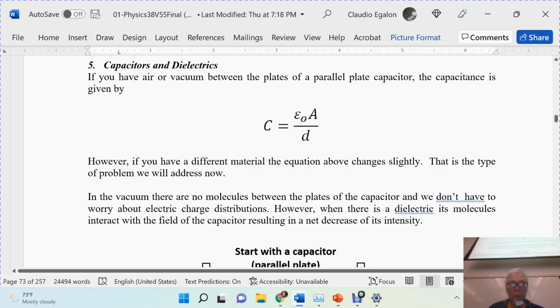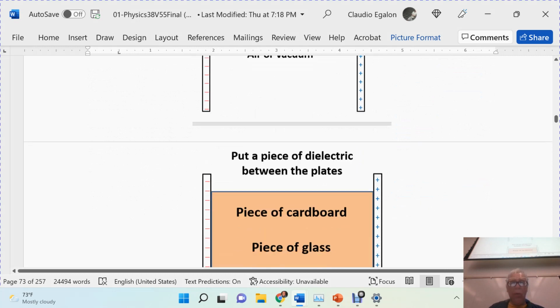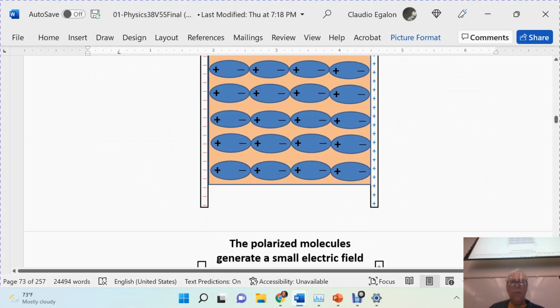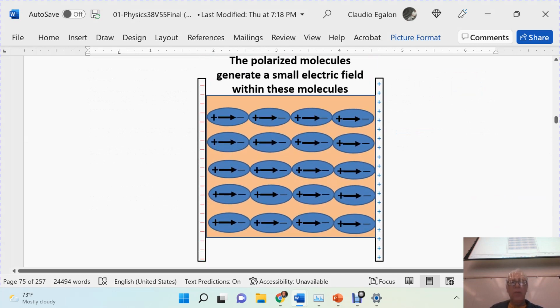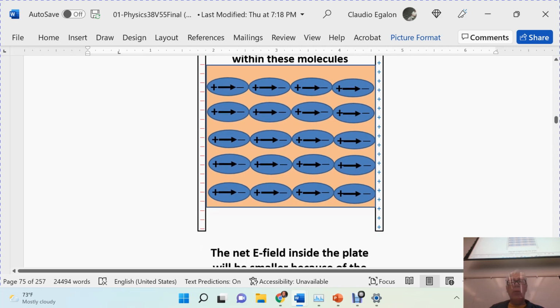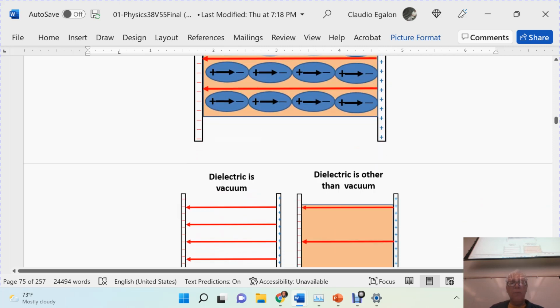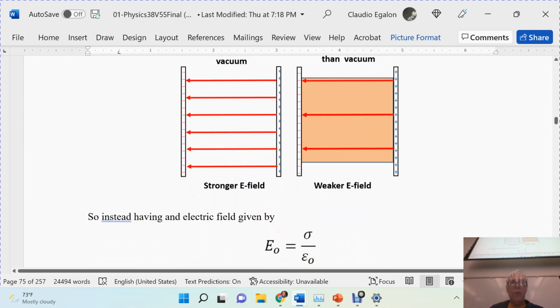Okay, so here we go. Start with the dielectric plate. Here are my notes. Put a piece of dielectric between, right? The molecules of the dielectric are going to be stretched. They're going to be polarized. Because the molecules are polarized, they generate a polarizing field that cancels out the outside field of the capacitor, resulting in a weaker electric field.